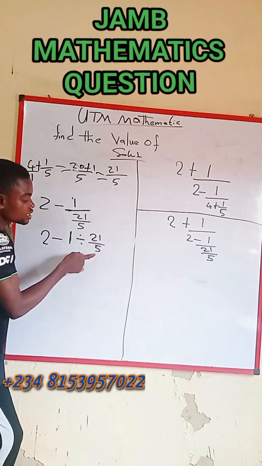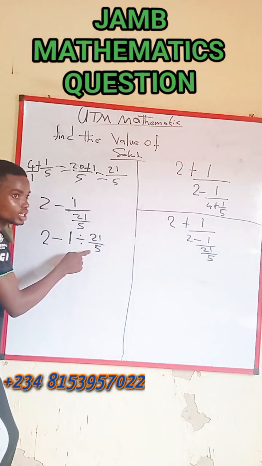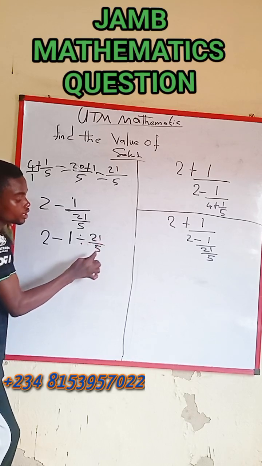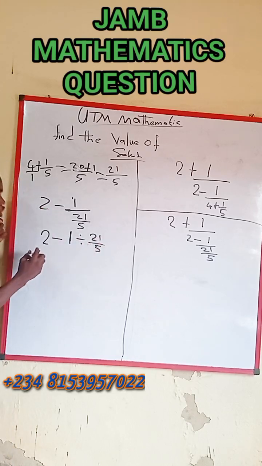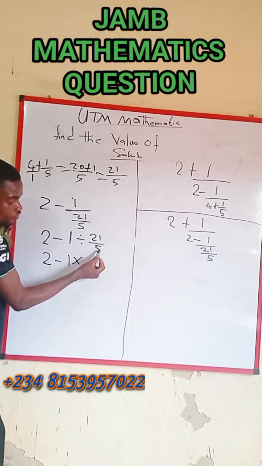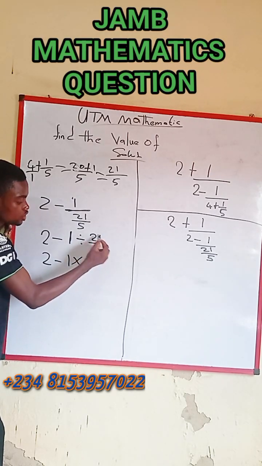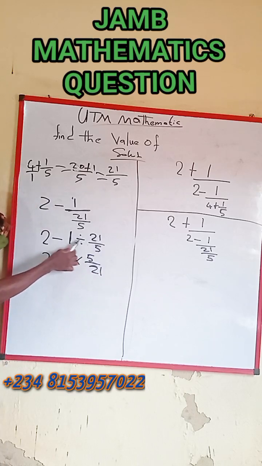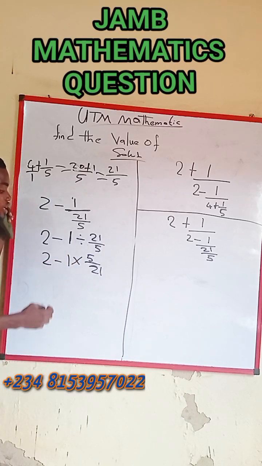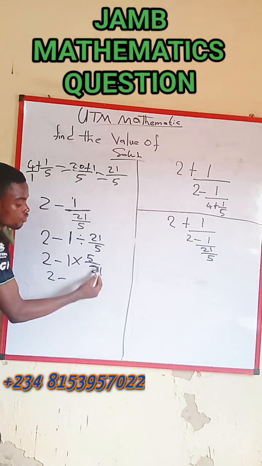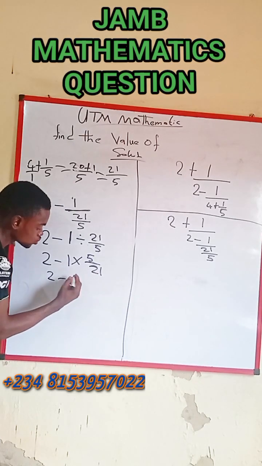When you now want to change it, this other expression is going to swap each place. The 5 will come up and the 21 will go down. Hence, I'm going to have 2 minus 1. Changing this to multiplication, 5 will come up, 21 will come down. I mean to say, because I changed what? Division to what? Multiplication. Now I'm going to have 2 minus 1 times 5 over 21, which means 1 times 5 will give us what?